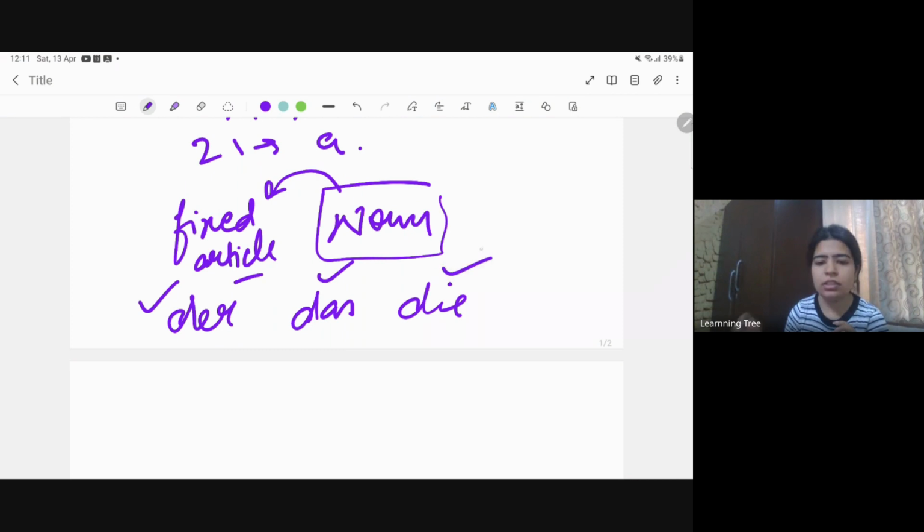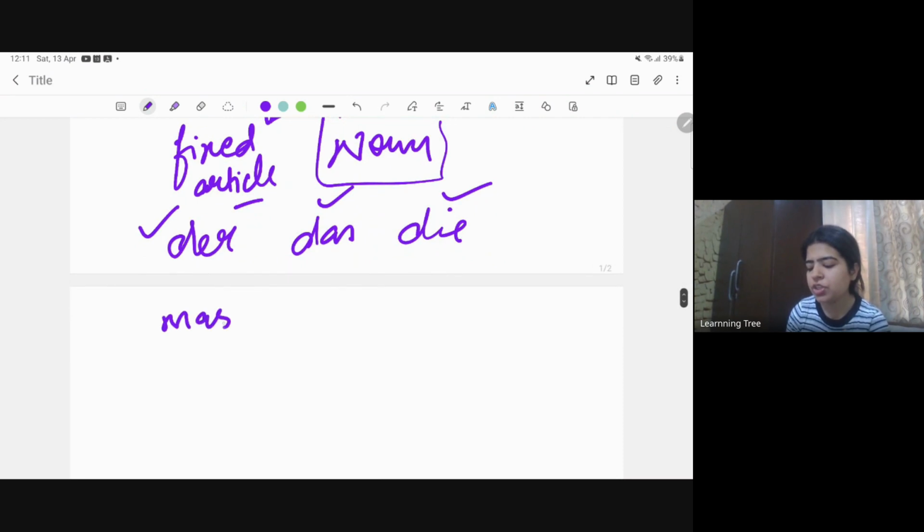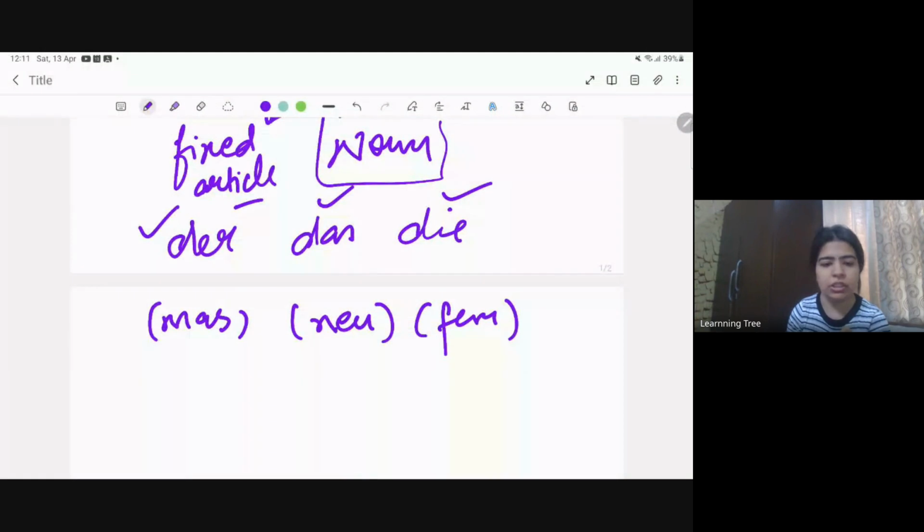Der, das, die. We have three articles. Der stands for masculine gender. Das stands for neutral gender. Die stands for feminine. So we have three articles. A noun can either have der, das, or die. Now, until and unless you know the article of the noun, you won't be able to recognize the gender.